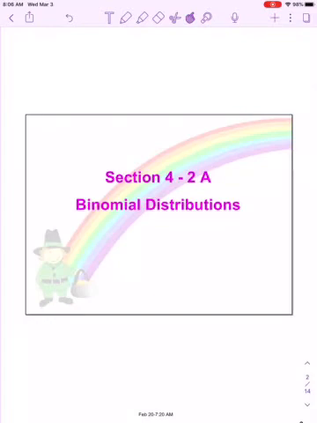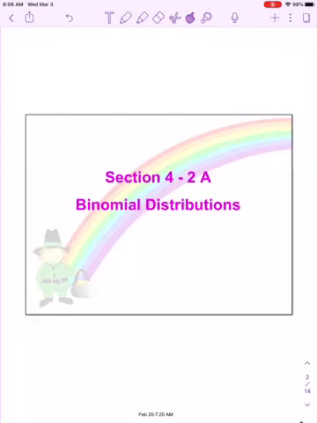Binomial distribution. So binomial means 2. In this case, it's basically just you are running an experiment and you are just reducing it to 2 outcomes. You either get what you want or you don't. You succeed or you fail. So we don't really care about anything else.